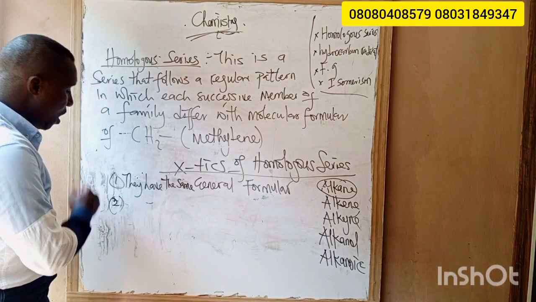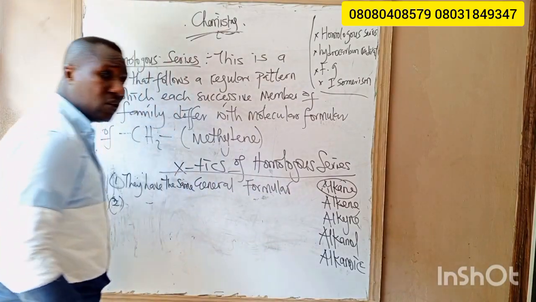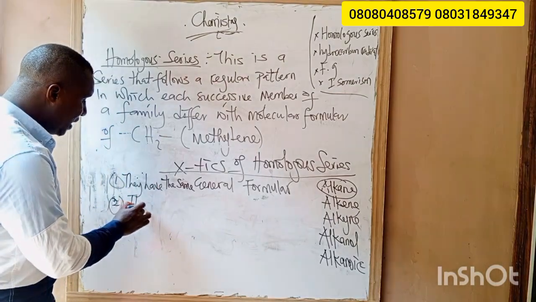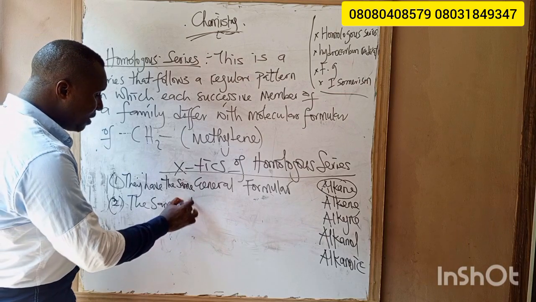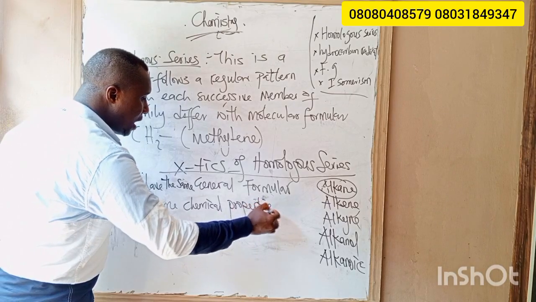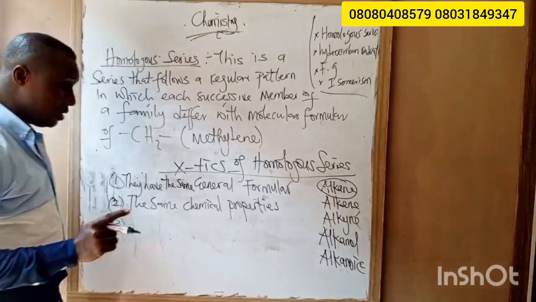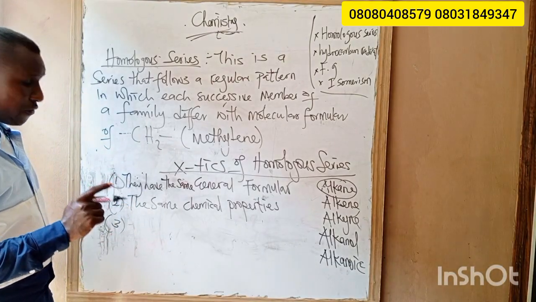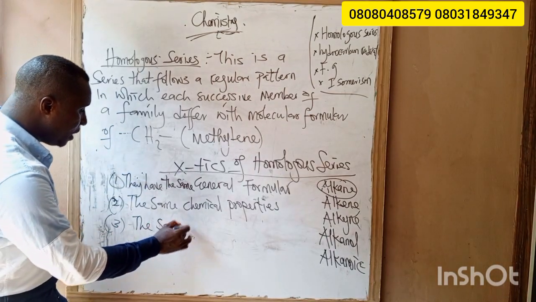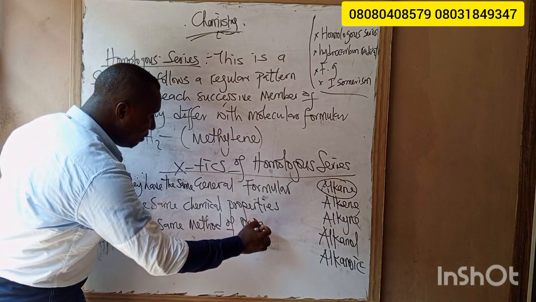Number 2: all the members of a homologous series, all members of a family, have the same chemical properties. Number 3: all the members of a homologous series have the same method of preparation.